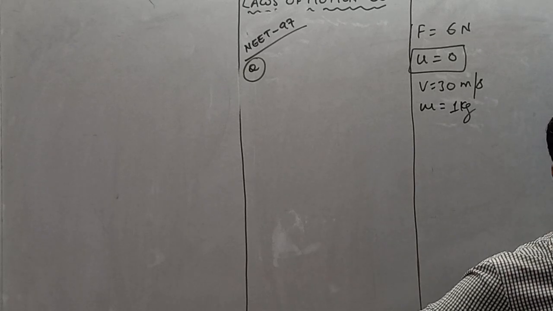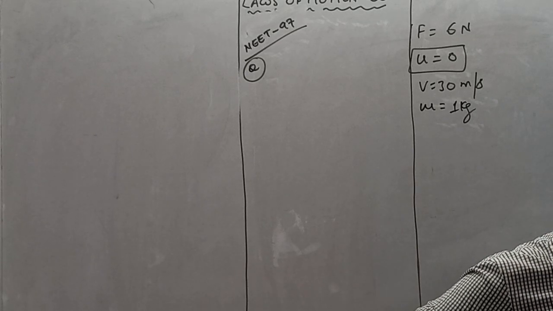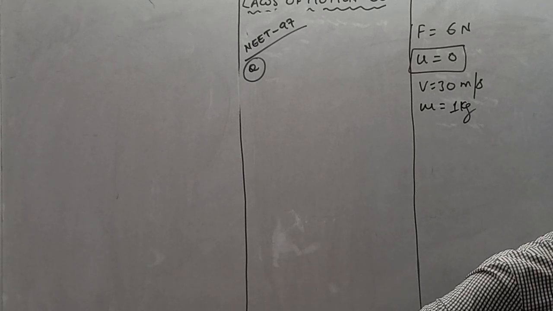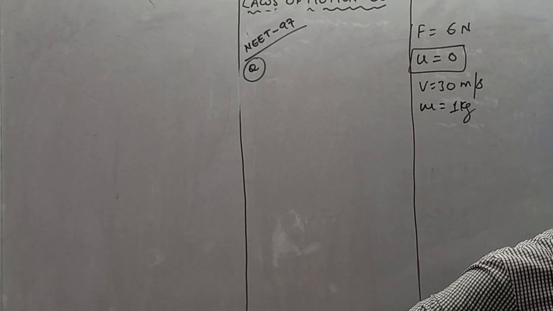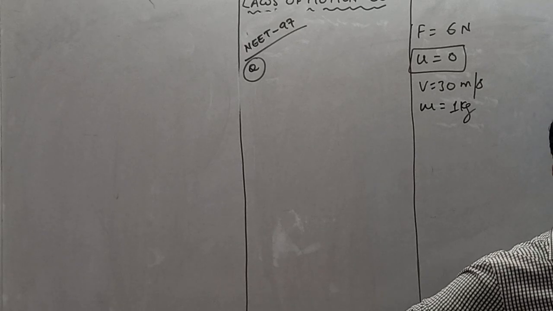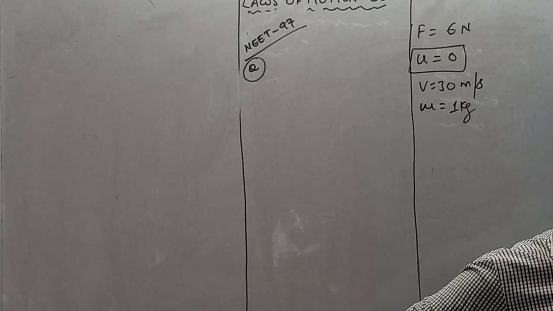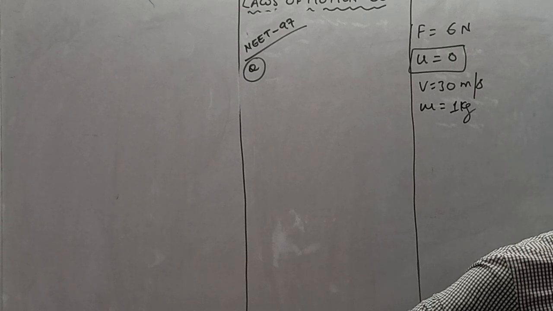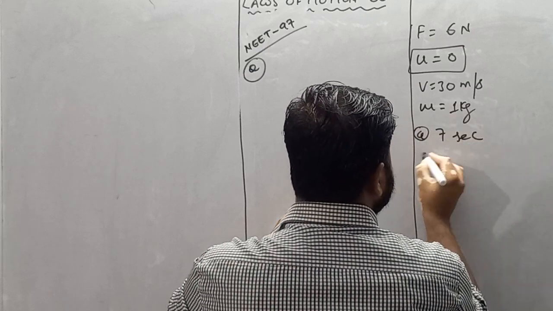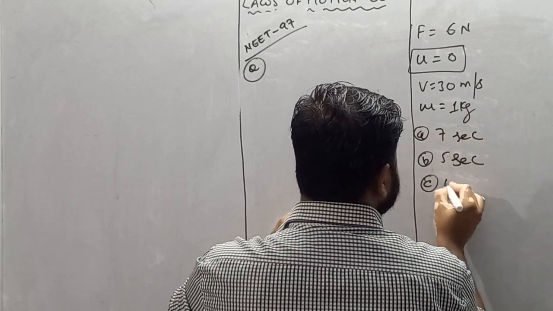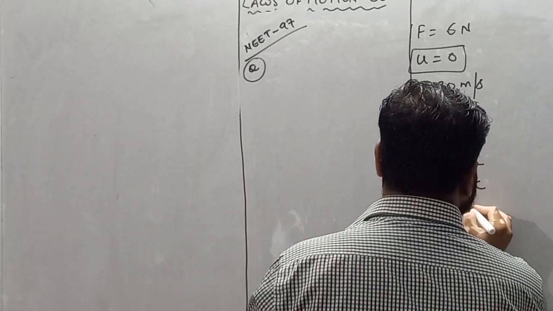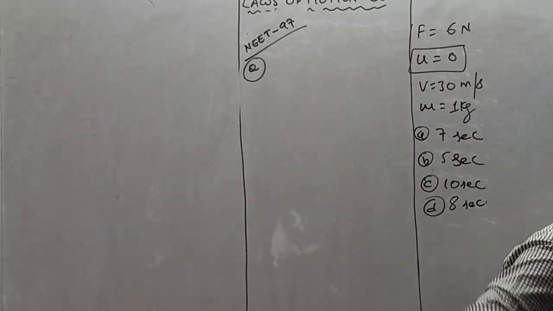The time for which the force acts on the body is, options are A option 7 second, B option 5 second, C option 10 second, and D option is 8 second. So my dear student, I am repeating the question once again.